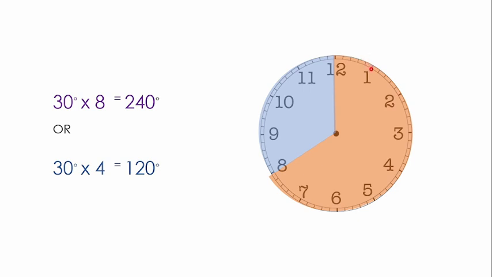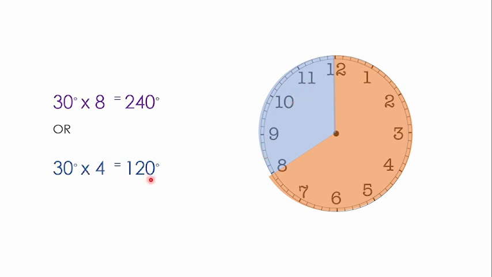Similarly here, 1, 2, 3, 4, 5, 6, 7, 8. So you're going to multiply 8 times 30 to give me the bigger portion angle. Or you can count from here, the number of parts, 1, 2, 3, 4. 4 parts, that will give me 120.